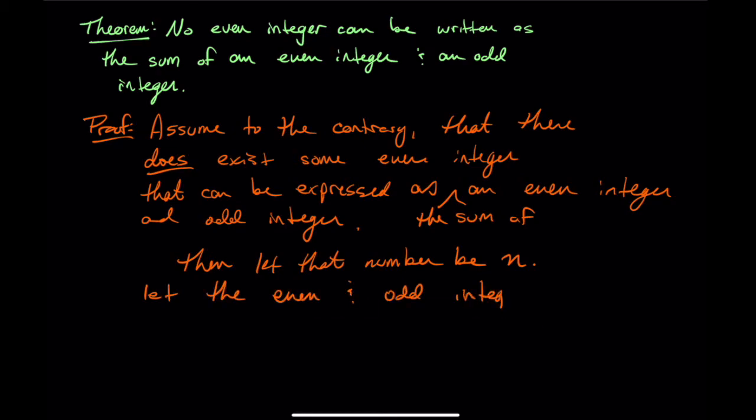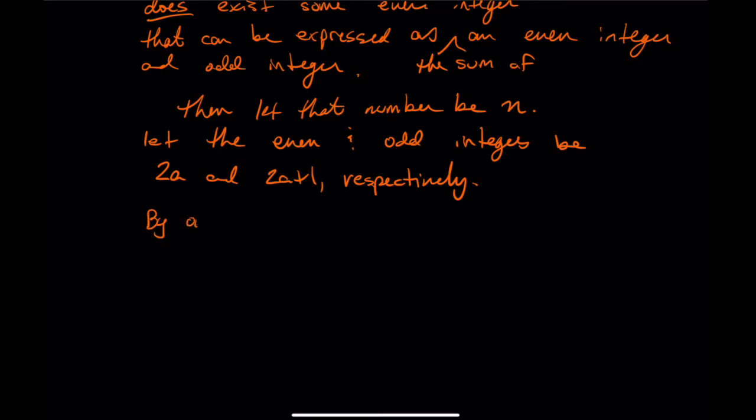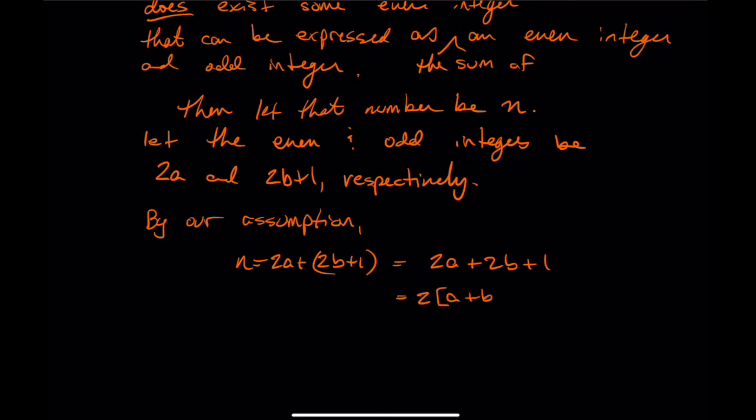And we're going to let the even integer and the odd integer be 2a and, well, 2b plus 1, because we don't want them to be consecutive. So by our assumption, n is going to be equal to 2a plus 2b plus 1. And that means that we end up with 2 times an integer plus 1. And remember, we assumed that n was even. And so there's our contradiction.